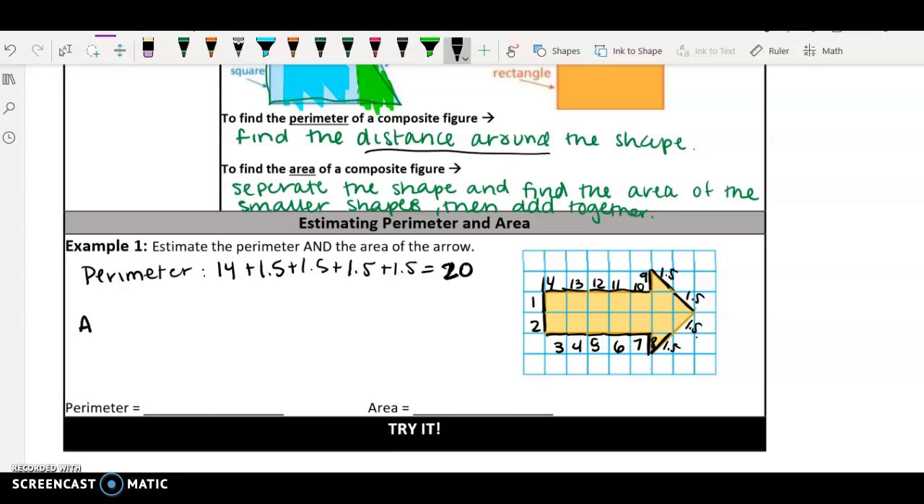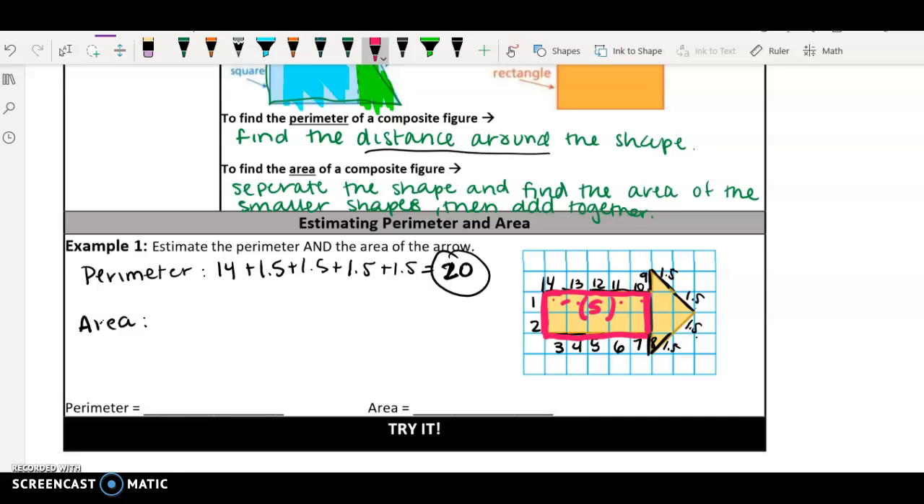Then my area, so that means that an estimation just has to be close, if that makes sense. My area is trying to figure out how many boxes are colored in. So what I'm going to do is split this. And let me use a different color for you. So I'm splitting it so that I have a giant rectangle. And so I have 2 boxes on this side and 1, 2, 3, 4, 5 boxes on this side.